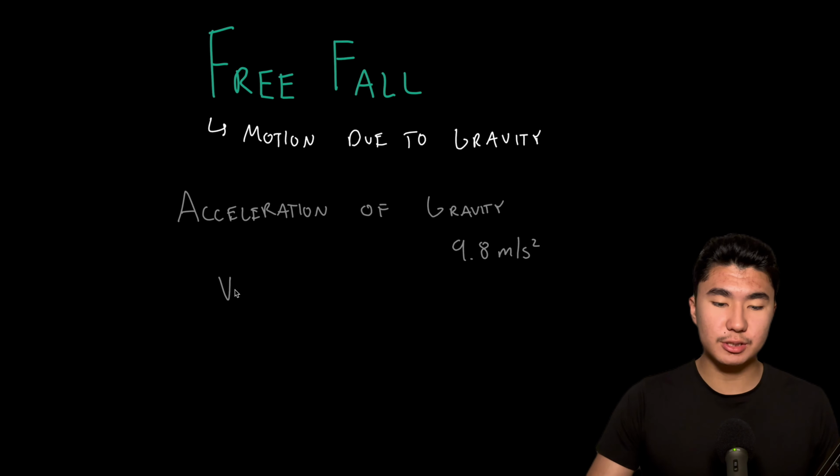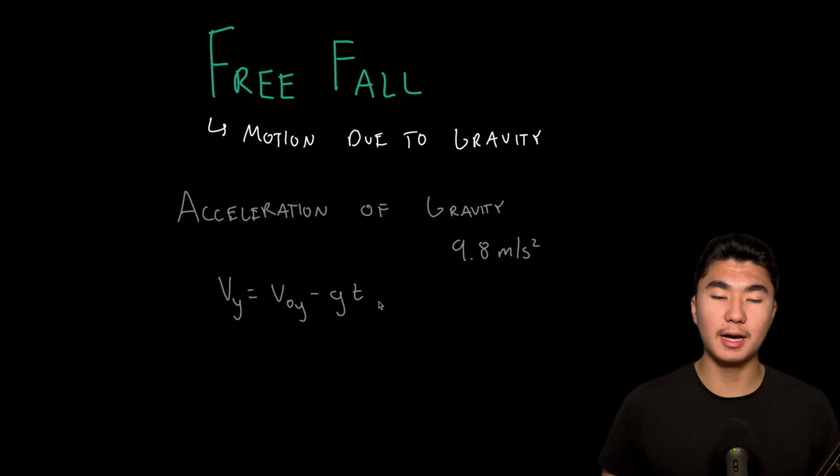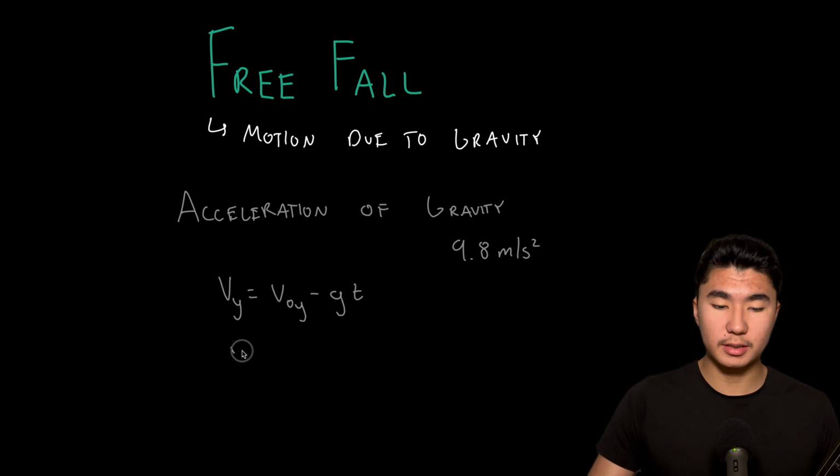So our equations are going to look something like: our velocity in the y-axis equals the initial velocity in the y-axis minus acceleration due to gravity times time. Our other one is position. So this is initial position plus initial velocity.